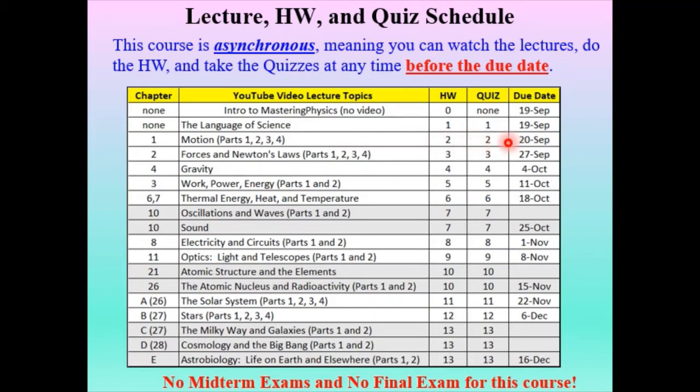Now notice that homework 2 and quiz 2 are due on September 20th, which is just one day after homework 1 and quiz 1. So again, don't wait until September 19th to do this first assignment, all right? Do it during the first week of class. Stay ahead here because the first 3 chapters are due basically during the first 3 weeks of class.